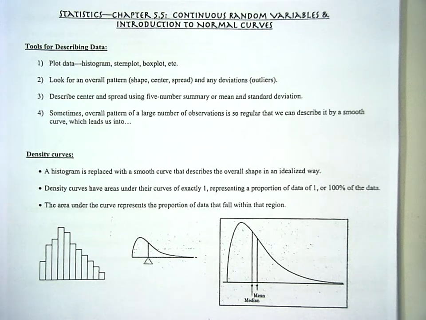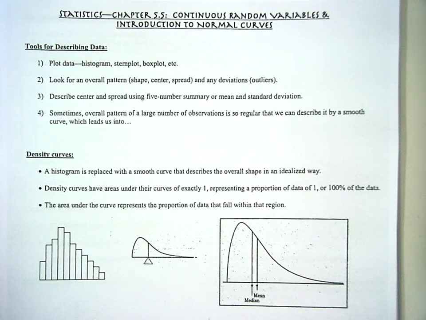So this leads us into density curves. So a histogram is replaced with a smooth curve that describes the overall shape in an idealized way. Density curves have areas under the curves of exactly 1, which represents a proportion of data of 1, or 100% of the data. The area under the curve represents the proportion of data that would fall within that specific region.